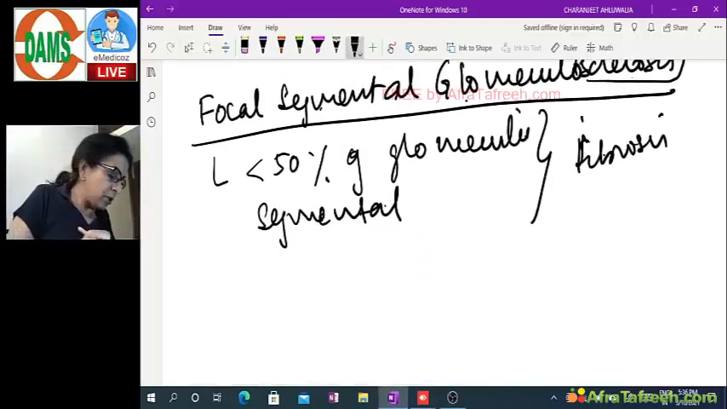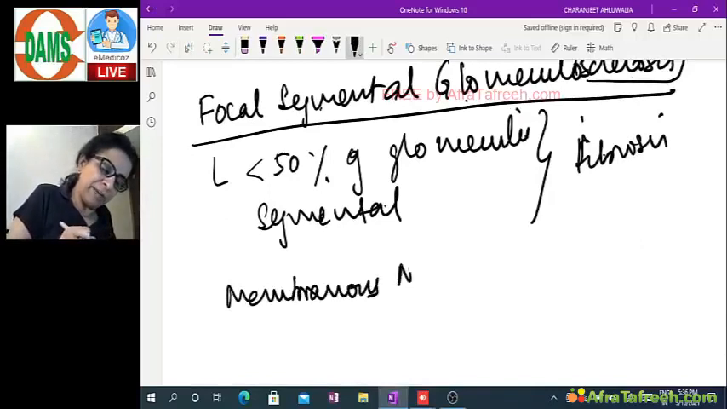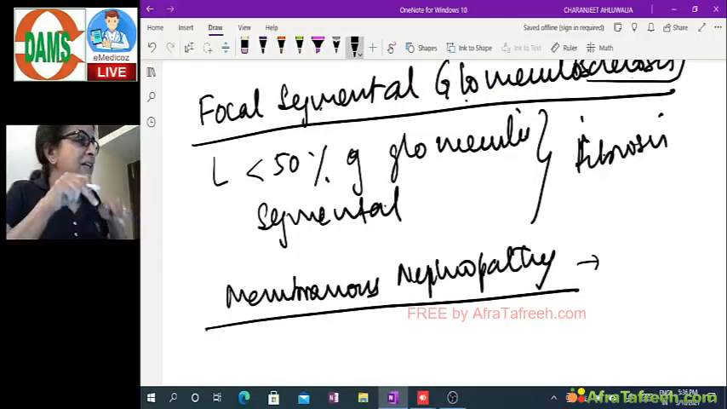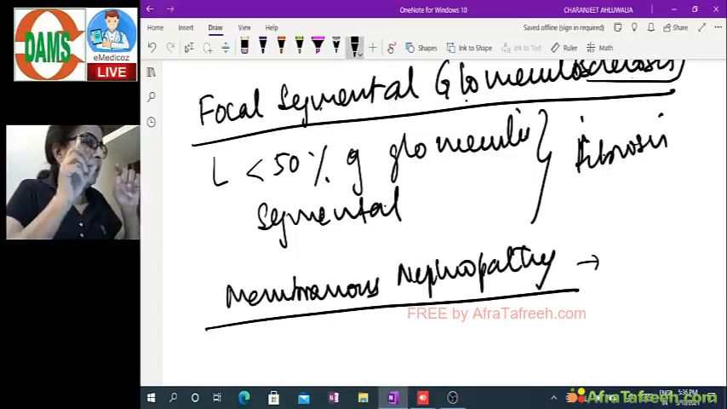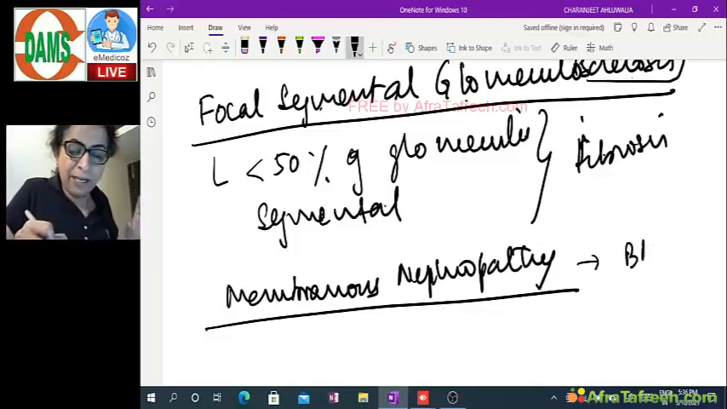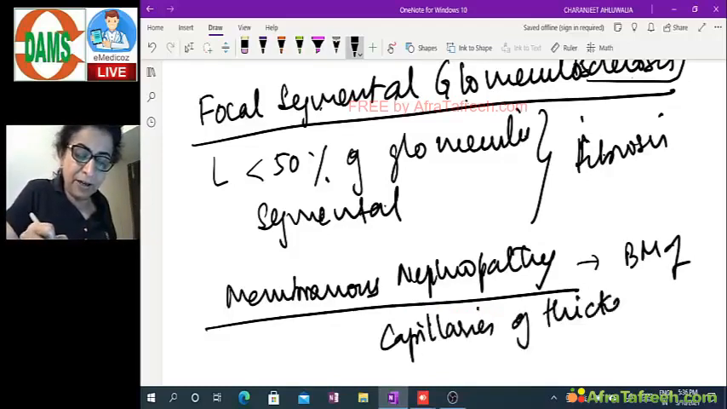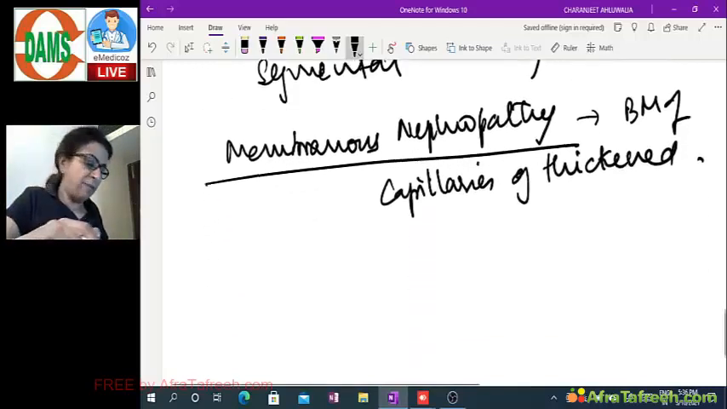Okay, when I use the term membranous glomerulonephritis or membranous nephropathy, what do I mean? When I use the term membranous, it means that in this type of glomerulonephritis, the basement membrane of the capillaries is thickened. So that tells you the basement membrane of capillaries is thickened.